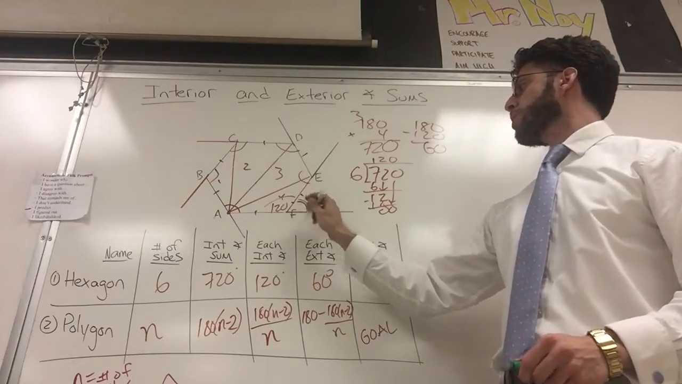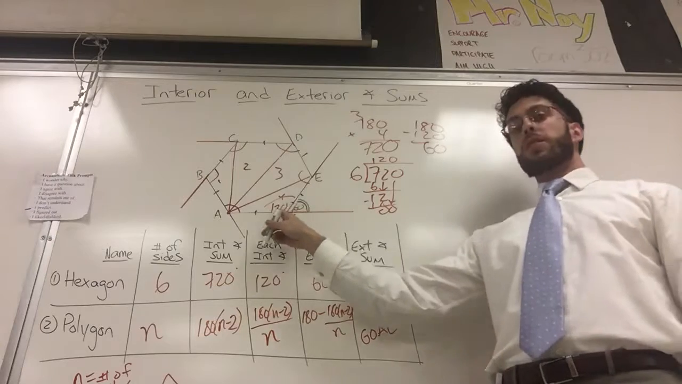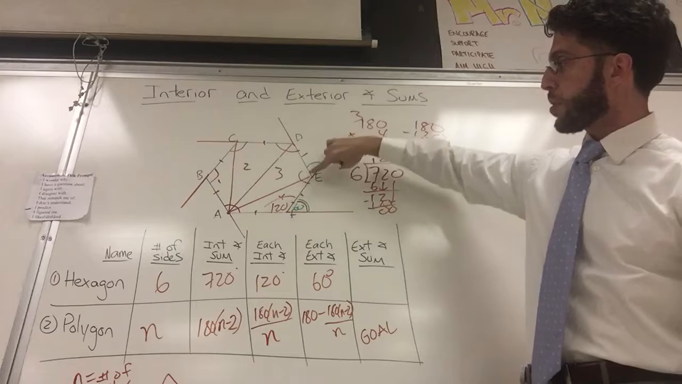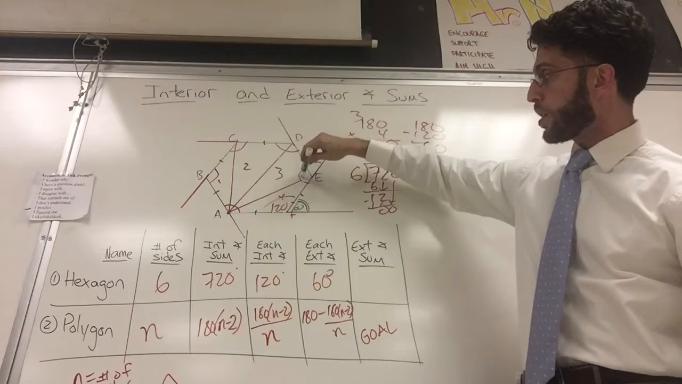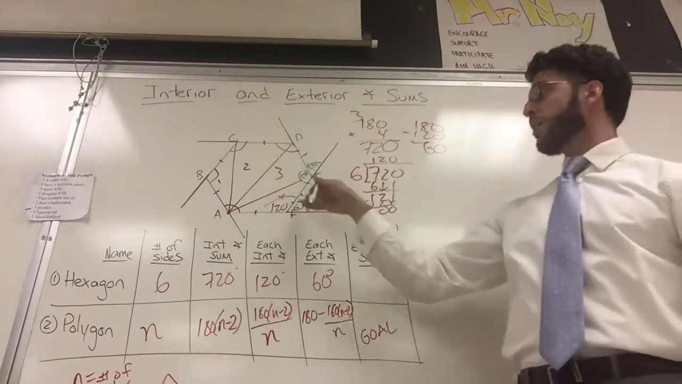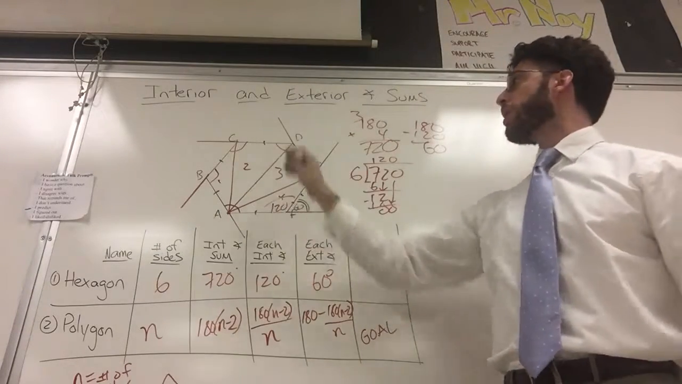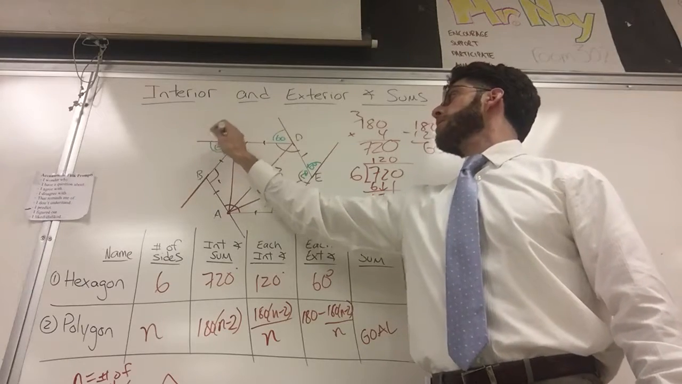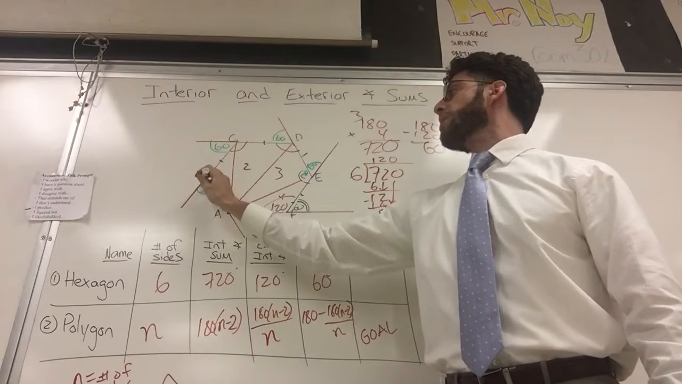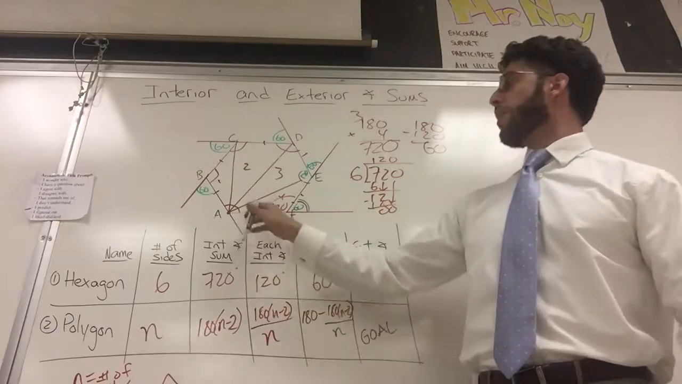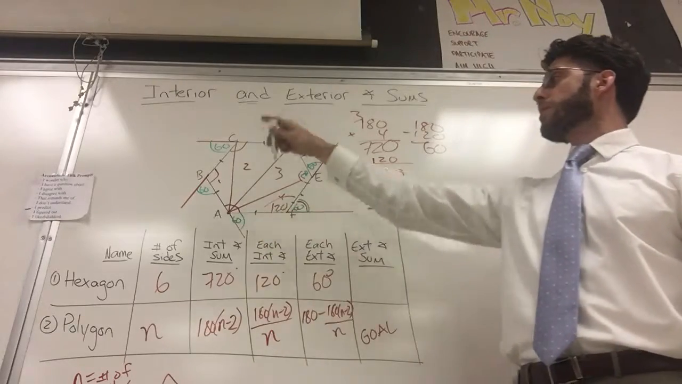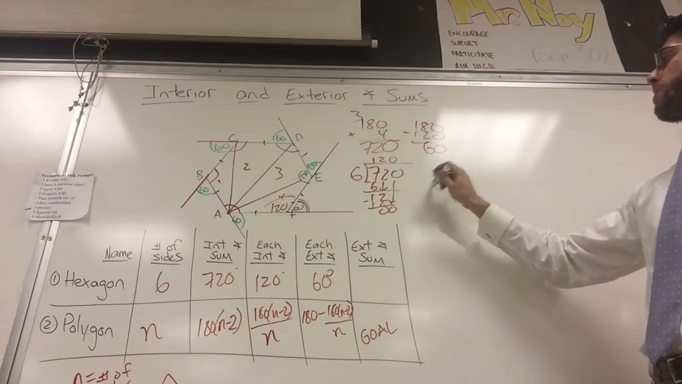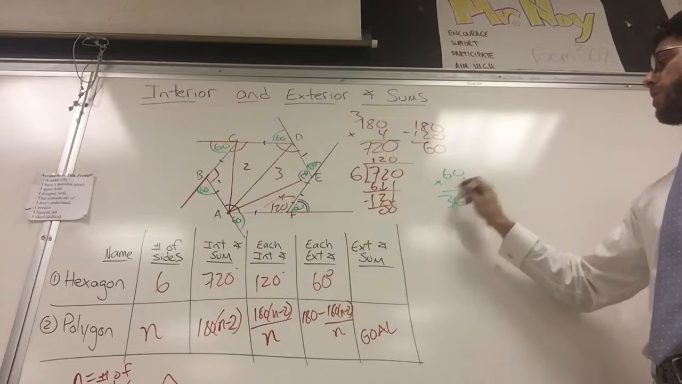Here's one. We just said that was 60. It's got to be, if that's 120, that's 60. Here's the next one, and it's supplementary with this guy. We said it was 120, so that's got to be 60. This is just happening at every single corner. So this one has to be 60, and this one has to be 60, and this one has to be 60, and this one has to be 60. How many green 60s do you see? Got to be 6. So 60 times 6 is 360 degrees.